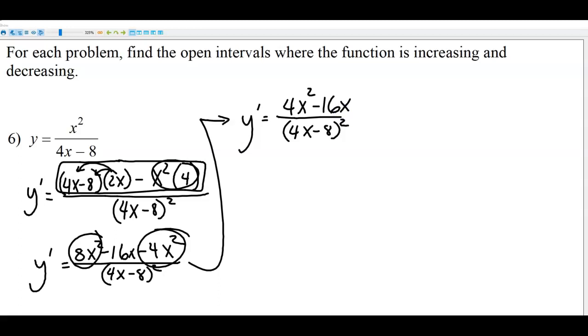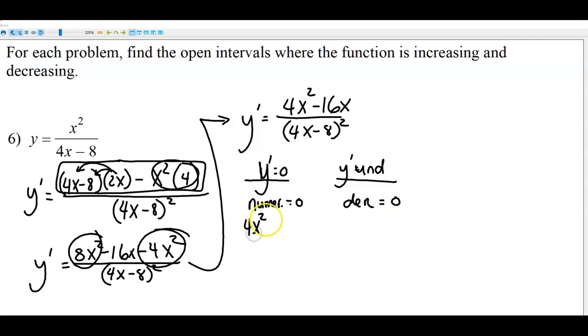So now we're going to find our critical values. Critical values are where the derivative is 0 and also where it's undefined. It's equal to 0 when the numerator is equal to 0. It's undefined when the denominator is equal to 0. So let's start off with the numerator. I can factor out a 4x there. Set each one equal to 0.